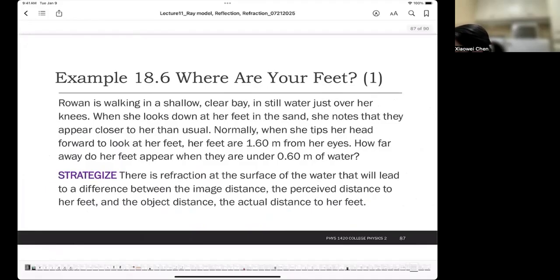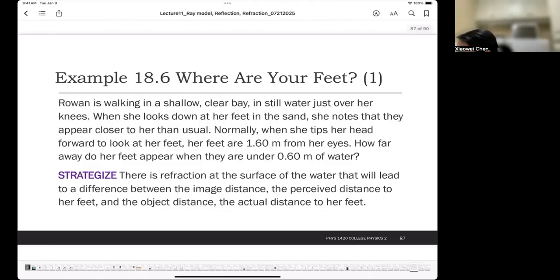And let's talk about one example. Where are your feet? Rowan is working in a shallow, clear bin of still water just over her knees. When she looks down at her feet in the sand, she notes that they appear closer to her than usual. Normally, when she tips her head forward, her feet are 1.6 meters from her eyes. How far away do her feet appear when they are under 0.6 meter of water?